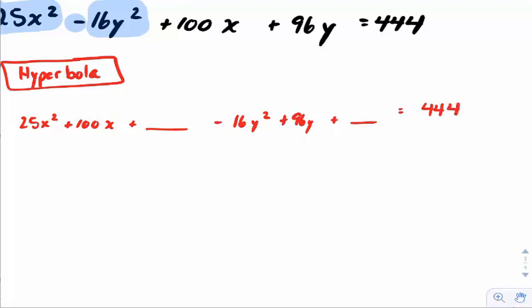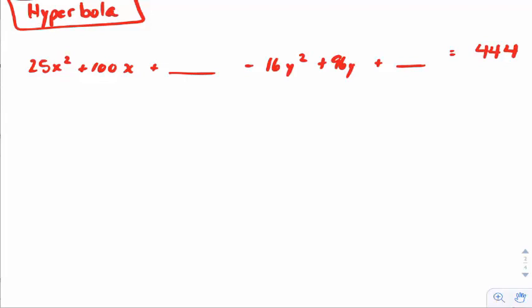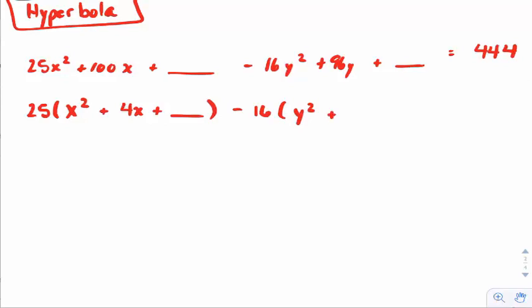Before we complete the square, we want to get our x squared terms and our y squared terms by themselves. So I need to factor out in the first set of terms with my x's. I'm going to pull out a 25. So that's 25 and then x squared plus 4x plus blank. And then I'm going to pull out a 16 on the second one. So that's going to give me minus 16 and then y squared plus 6y and then plus blank.